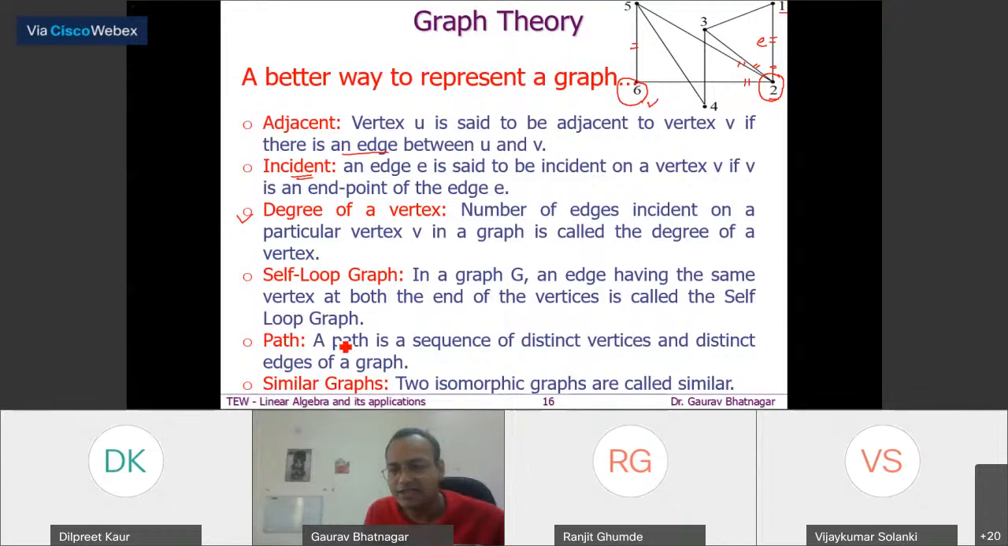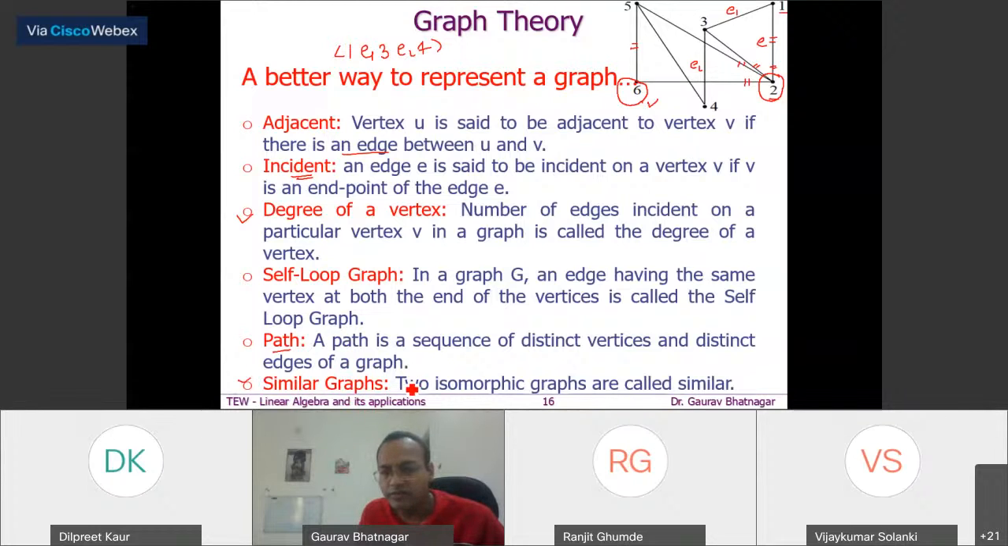Then a path is a sequence of distinct vertices and distinct edges. Like if I'm looking at the path from 1 to 4, the path means I'm looking at the combination of vertices and edges. So I'm going to say 1, E1, 3, E2, and then 4. So this particular sequence is going to be a path from 1 to 4. So a path is nothing but a sequence of distinct vertices and distinct edges of a graph. Now, the last definition which I want to consider for today's lecture is going to be a similar graph.